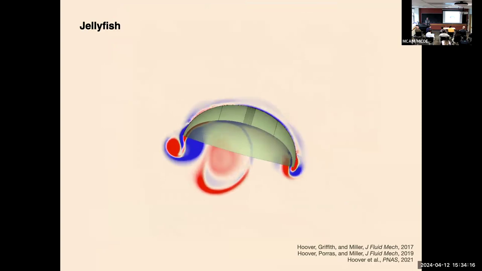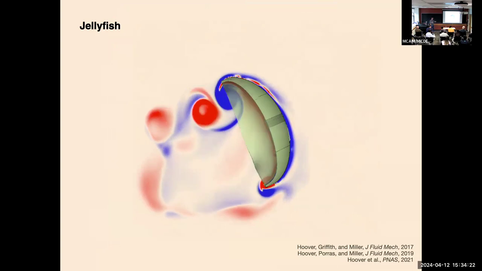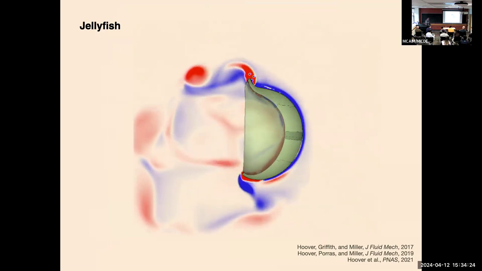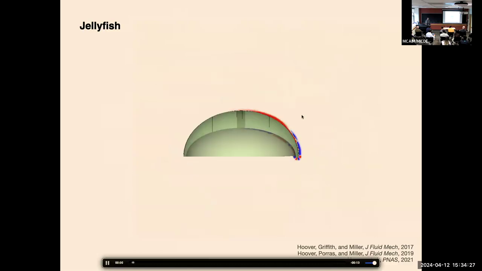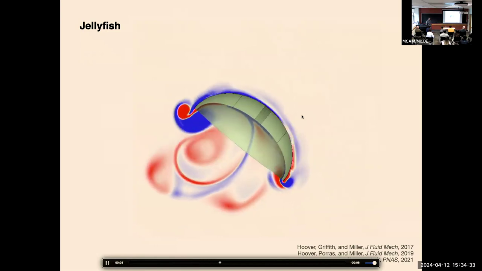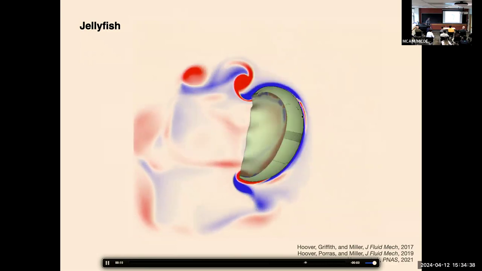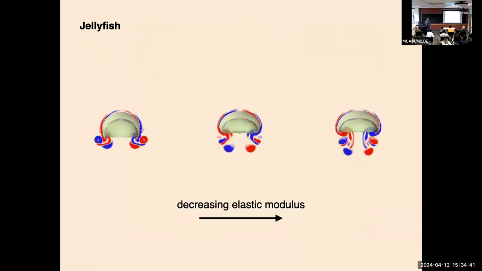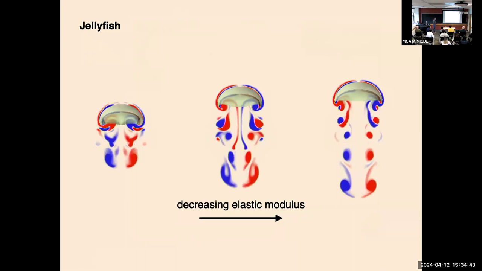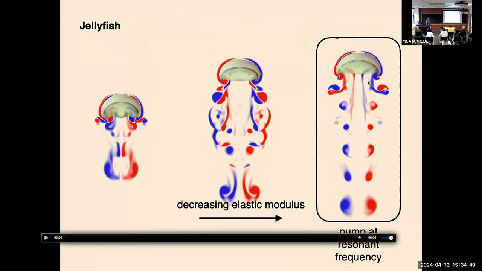So just a couple of examples. Laura Miller, who went to graduate school with Danny and Silas and me and other people, and who used to be at UNC, has used these codes and methods to do these really cool simulations of jellyfish. So this is looking at a jellyfish bell, along with the vorticity on a plane that's bisecting the bell. And they use these kinds of solvers to look at the effect of, for instance, changing the elasticity of the bell. And you can show that if the jellyfish bell is pumping at the resonant frequency, it's swimming in the most efficient way.